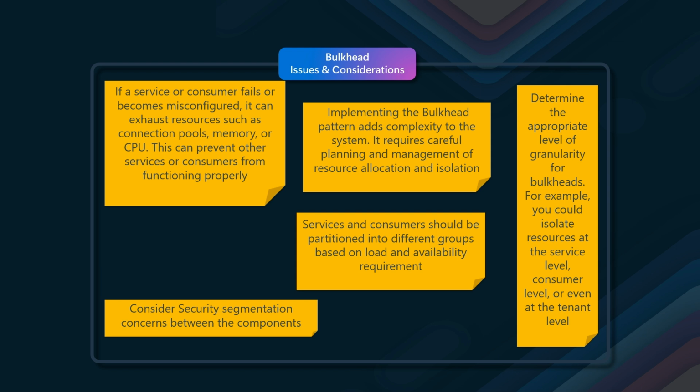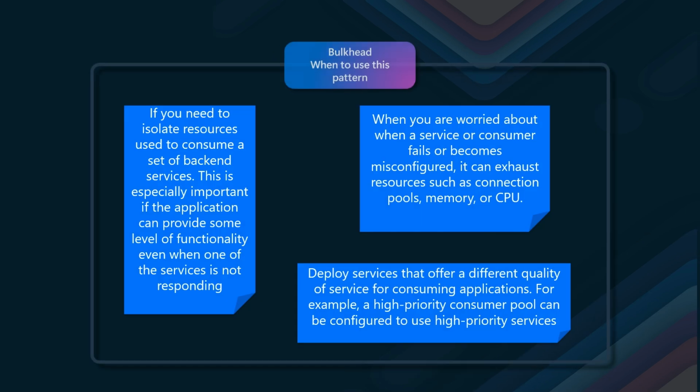Isolate critical consumers from standard consumers to ensure that critical operations can continue even if standard operations fail. The segmentation between components can help constrain security incidents to the compromised bulkhead, enhancing the overall security of the system. By addressing these issues and considerations, the bulkhead pattern can help improve the resiliency and reliability of your application, ensuring that the failures are contained and do not affect the entire system.